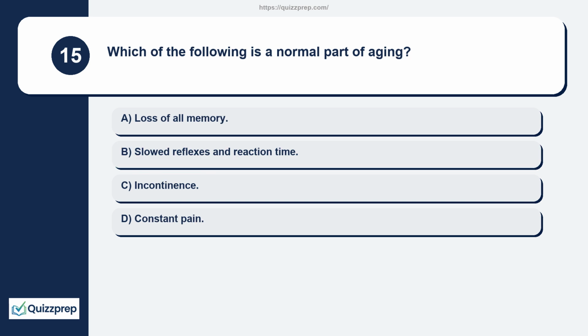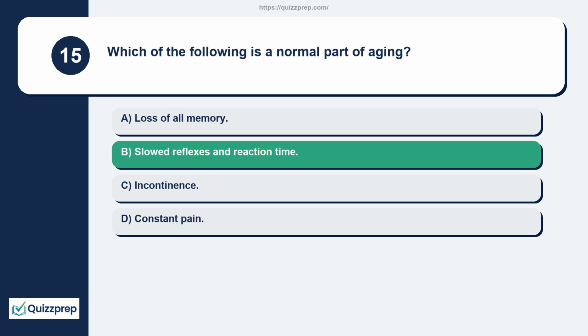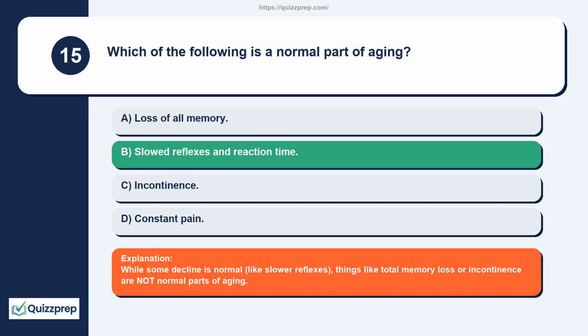Question 15. Which of the following is a normal part of aging? Loss of all memory, slowed reflexes and reaction time, incontinence, constant pain. While some decline is normal, like slower reflexes, things like total memory loss or incontinence are not normal parts of aging.